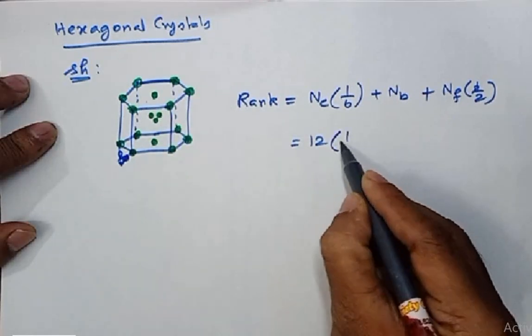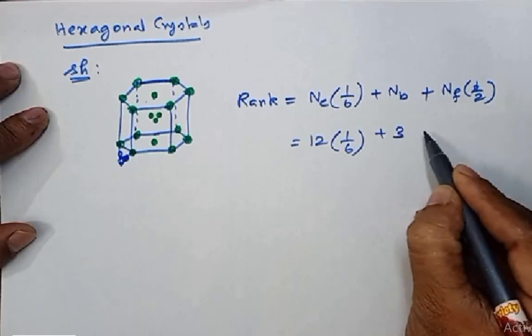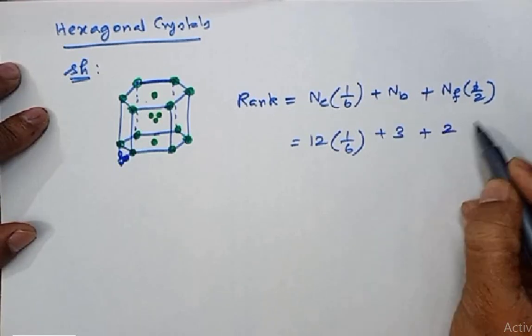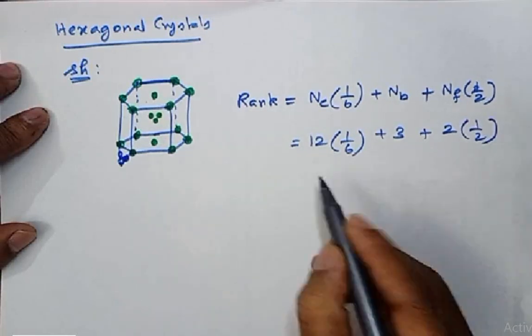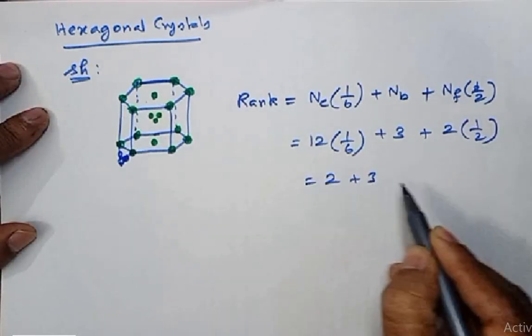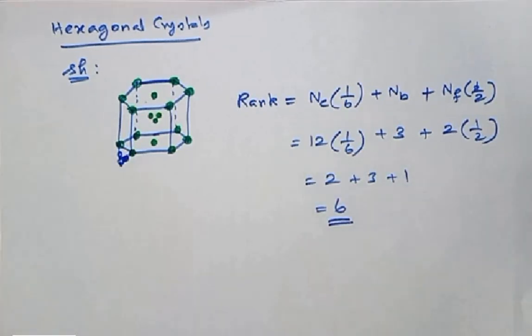12 corner atoms, each corner atom is shared by 6 unit cells. And there are 3 body center atoms, and the face centers, top face and bottom face, we have 2 into 1/2. So this gives me 2 plus 3 plus 1, nothing but 6. Take down: the rank of the simple hexagonal unit cell is 6.